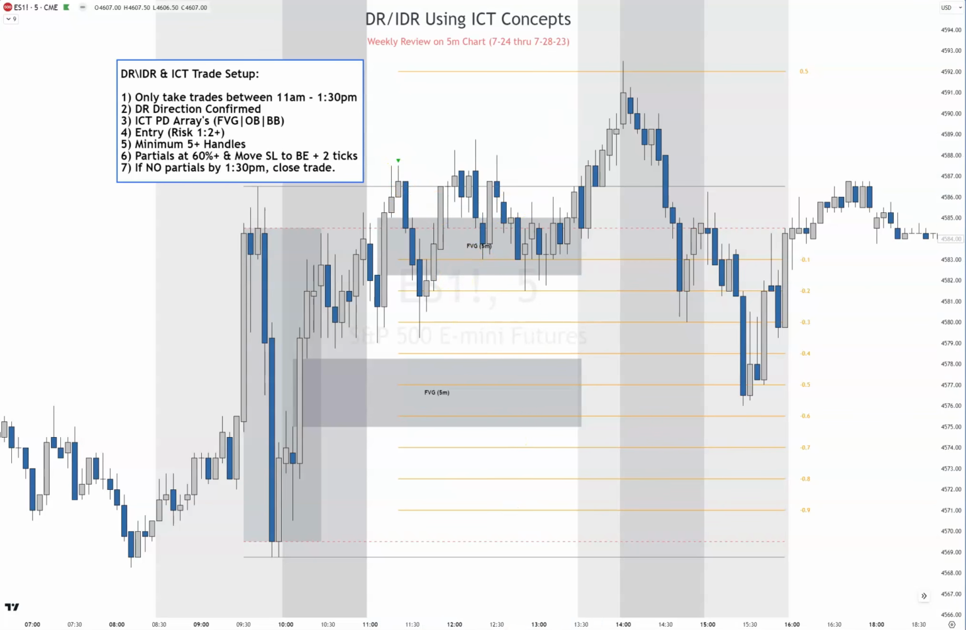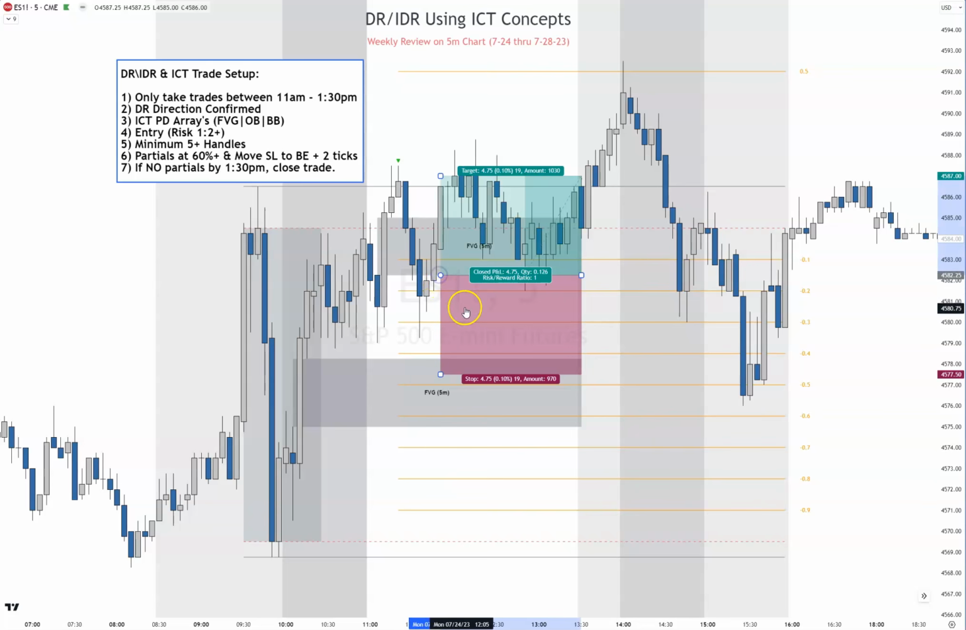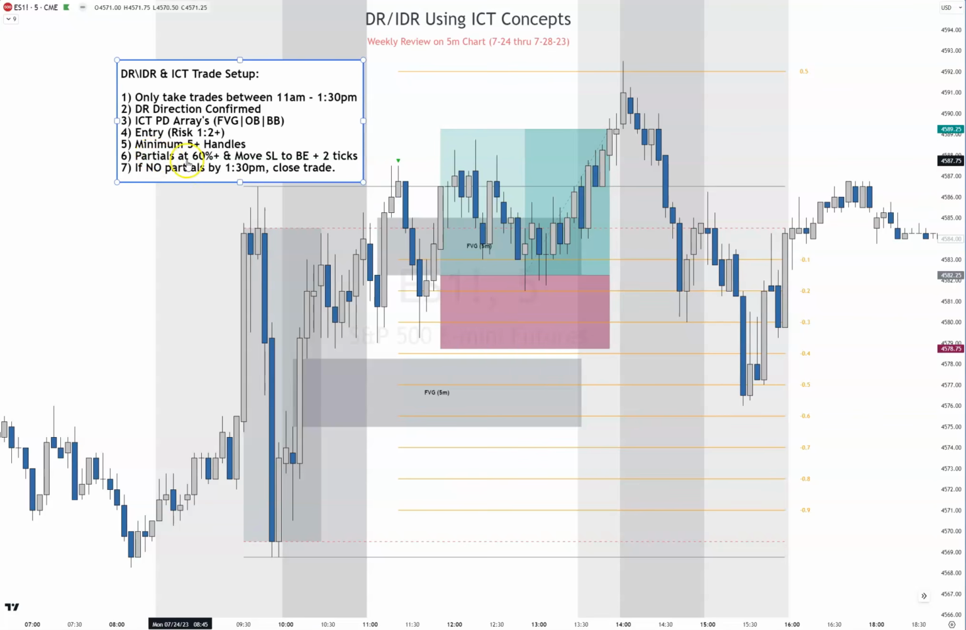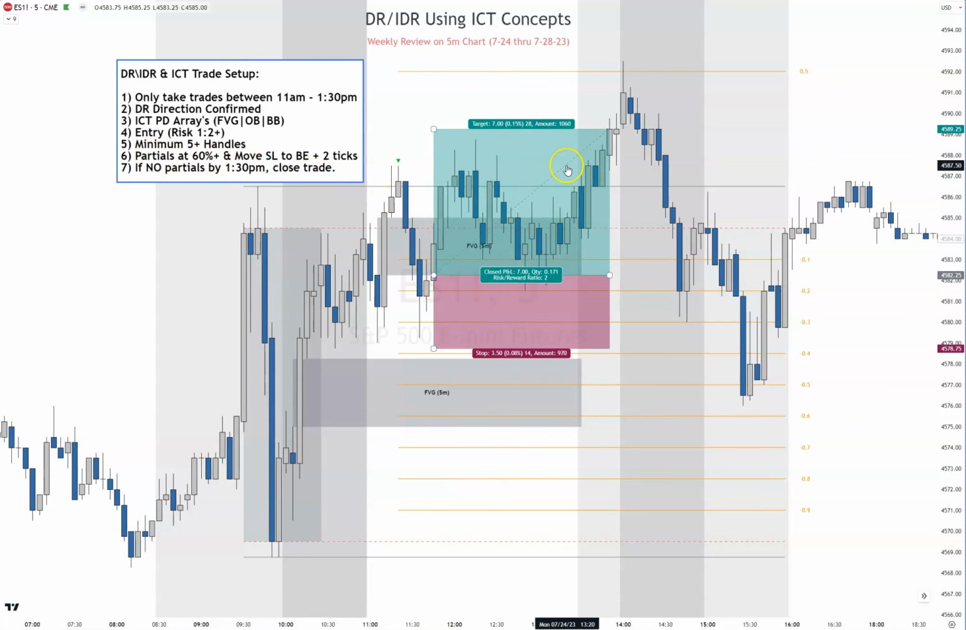So if I took my trade, I would have taken my trade right at the bottom there. Still would have gone below the fair value gap right here, which would have been 3.5 handles. 2 to 1 risk to reward ratio right there. Partials at 60%.